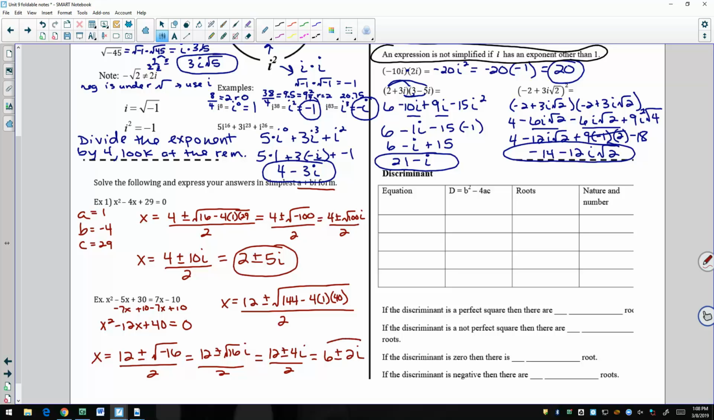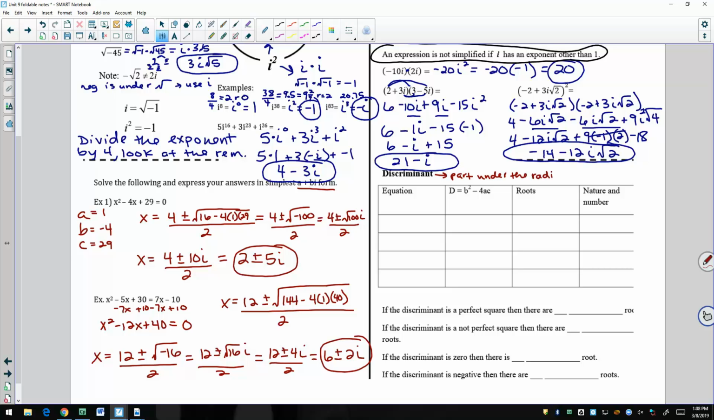Now, this will not always happen where the radical is a perfect square. If it's not a perfect square, you do have to simplify it as we have done in the last unit by breaking it down into its primes and circling pairs. The last lesson of this unit is talking about what we call the discriminant. The discriminant is the part in the quadratic formula that is under the radical.